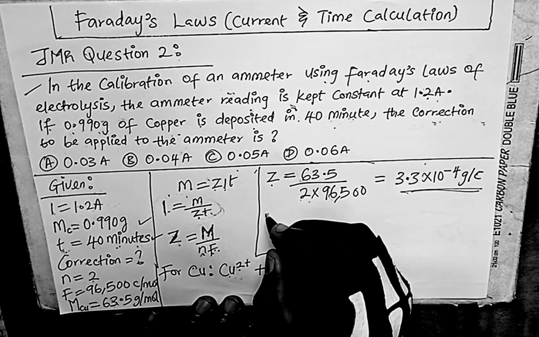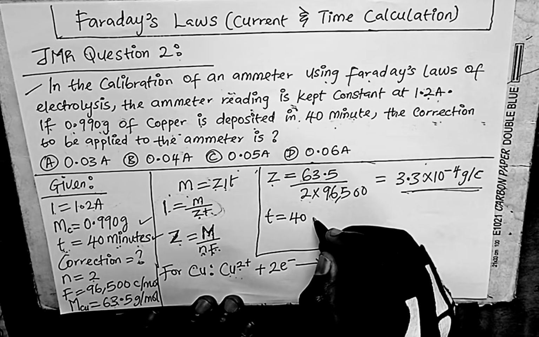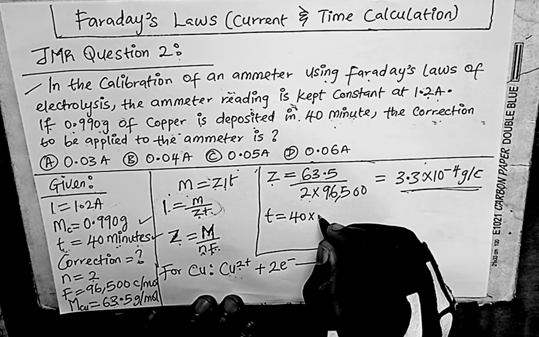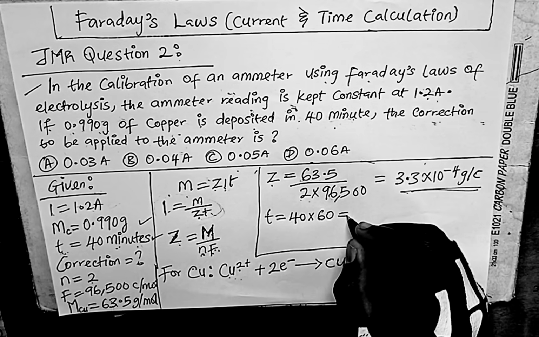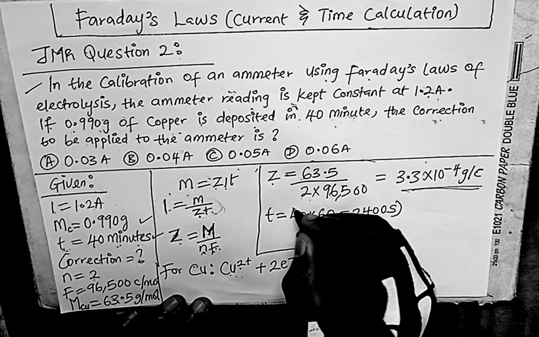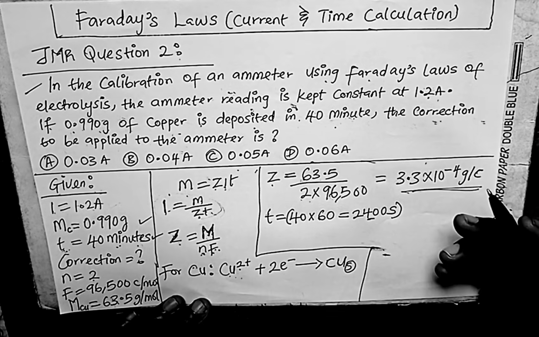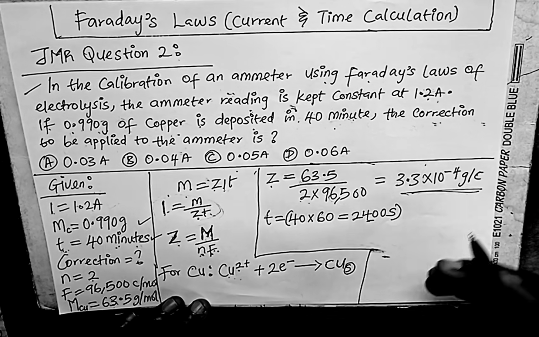Converting time to seconds, t is equal to 40 minutes. Converting to seconds, it will be 40 times 60, which gives us 2,400 seconds. So this is the conversion of time, and this is what we will use as the time. Now we need to calculate the current, which is very easy.